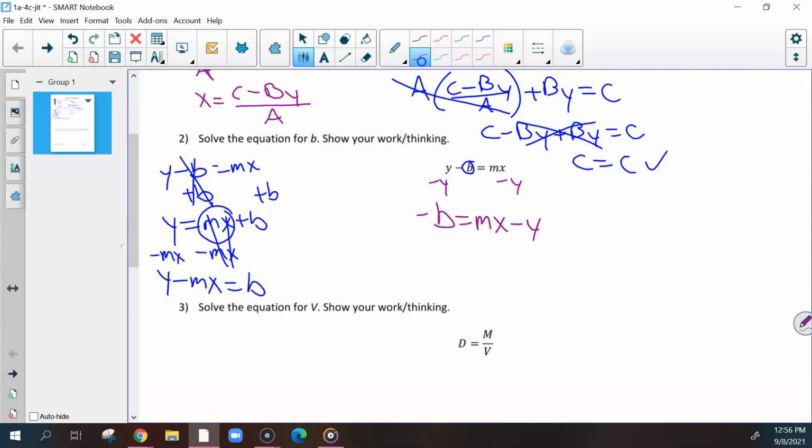b is almost by itself. But how would I get it completely by itself? Divide everything by negative 1. And when we do that, we can really simplify. There's really a 1 in front of this. So negative 1b divided by negative 1 would just be a positive b. Positive mx divided by negative 1 would be a negative mx. Negative 1y divided by negative 1 would be a positive y. These two are the same, they're just switched. So both of those methods would work.